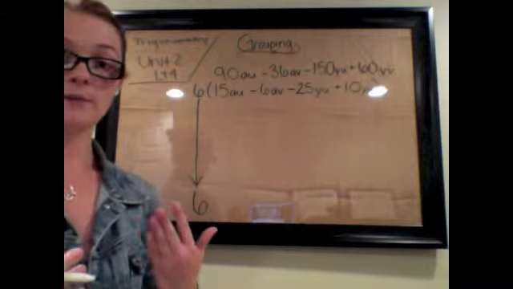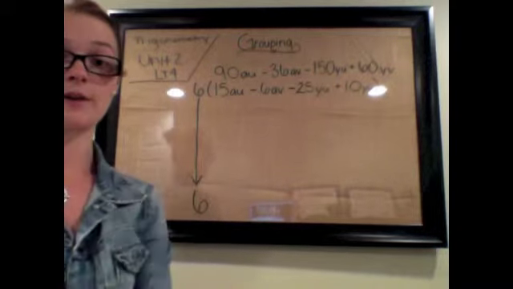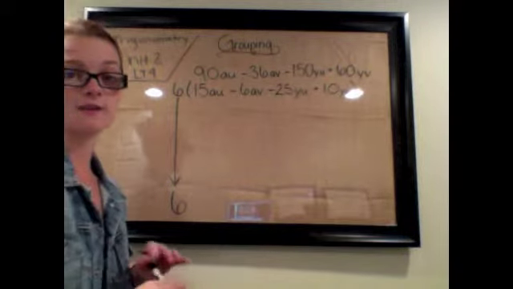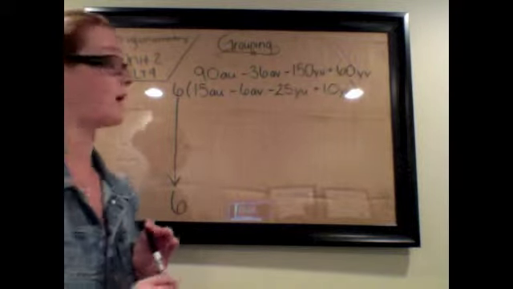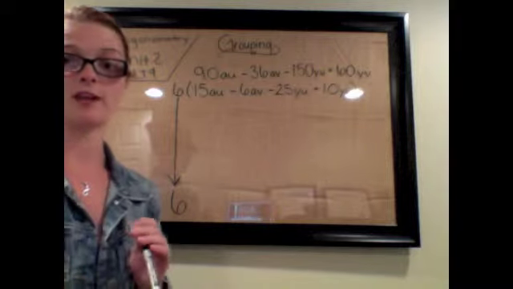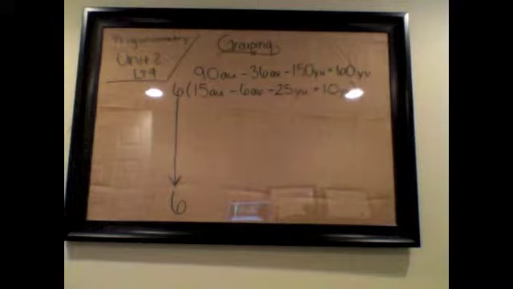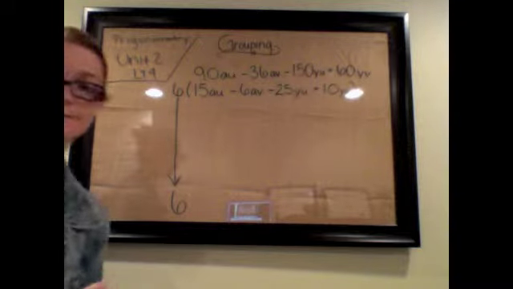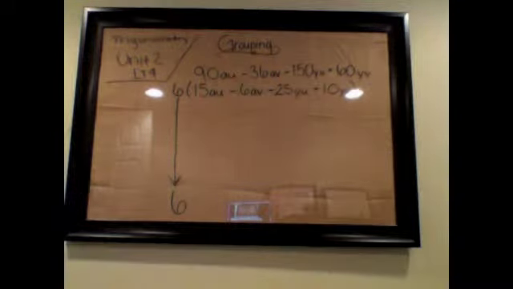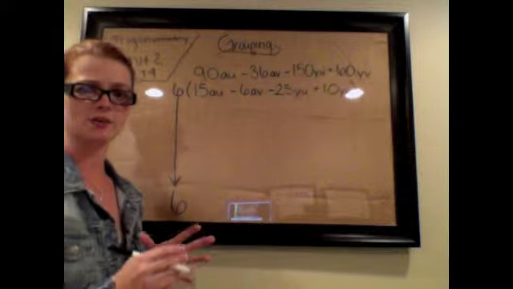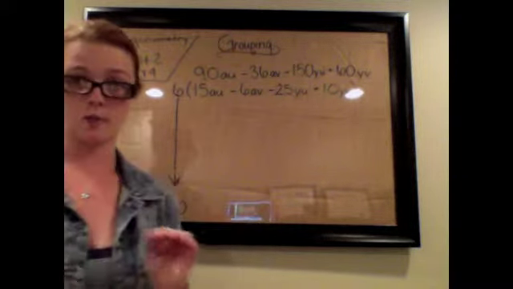Now, I'm looking inside of my parentheses where I have 15 AU minus 6 AV minus 25 YU plus 10 YV. I know I have a little bit of a glare. Let's see if I can fix that a little bit for you. Still a bit of a glare. All right, it's a little bit more legible in general, but that last term is plus 10 YV.